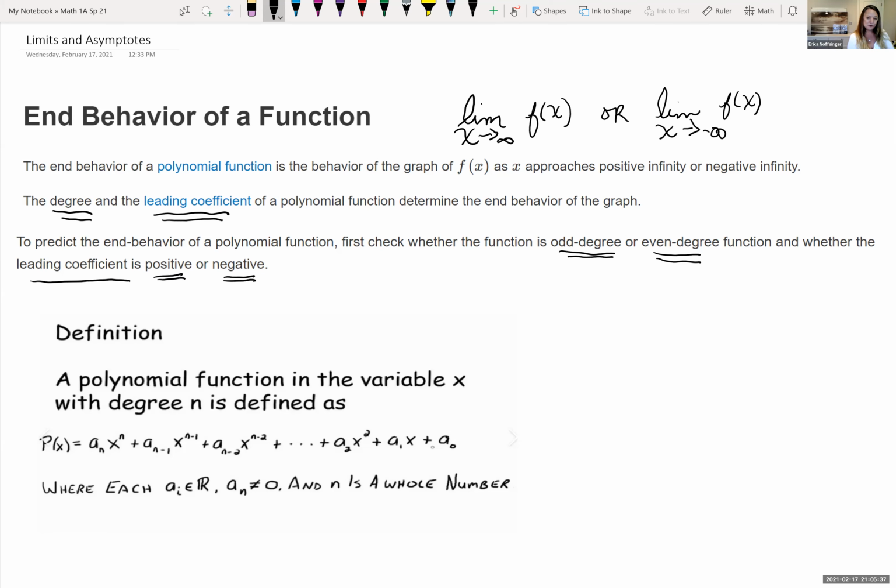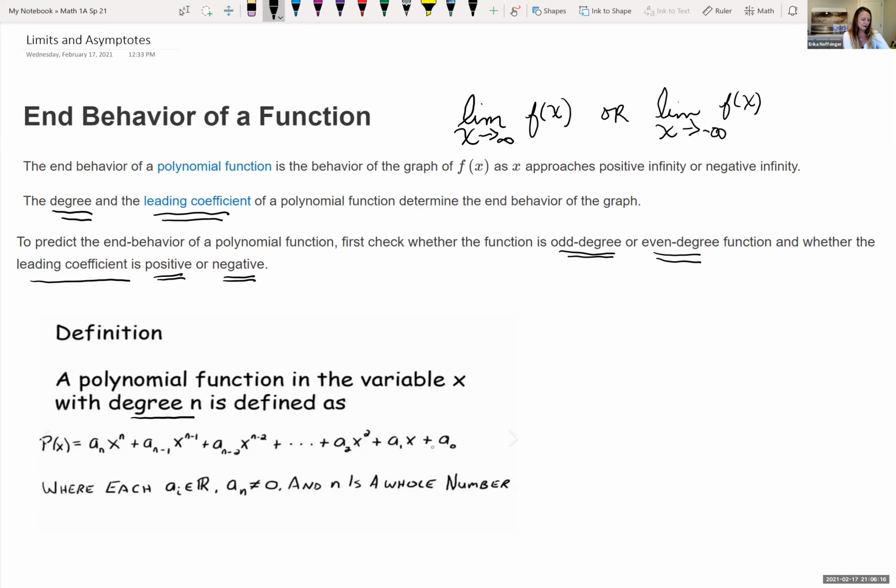So I just wanted to go through really quickly again, if you forgot, the formal mathematical definition of a polynomial. Recall a polynomial function in the variable x with a degree n is defined as the following. p of x is equal to a sub n x to the n power plus a sub n minus 1, x to the n minus 1 power plus a sub n minus 2, x raised to the n minus 2 power plus dot, dot, dot, plus a sub 2 x squared plus a sub 1 x plus a sub 0.